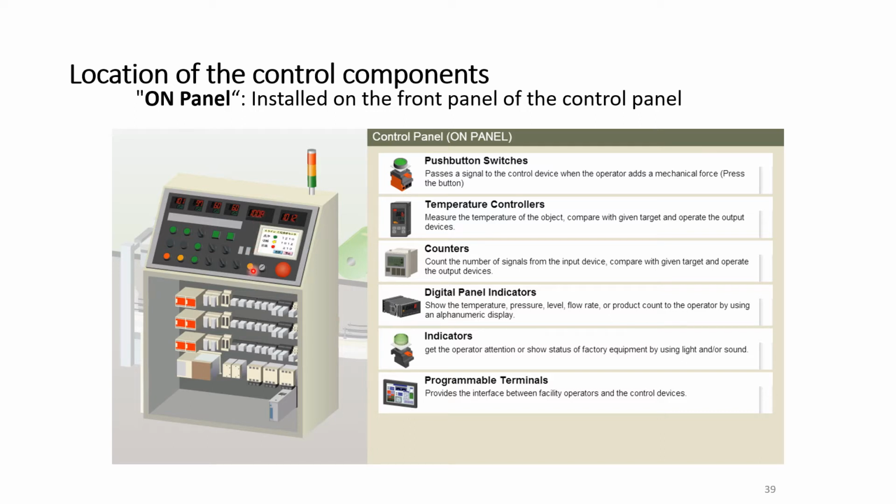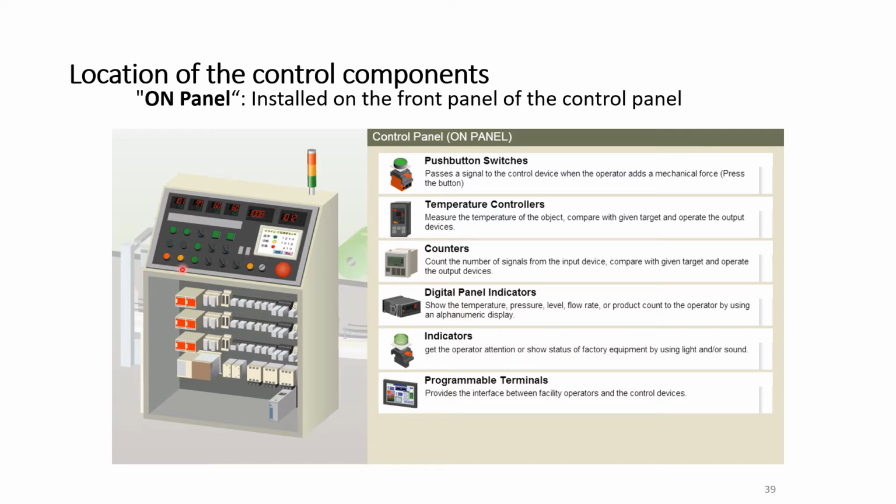Temperature controllers, counters, digital panel indicators. So these are digital panel indicators. They show temperature, pressure, level, flow rate, or product count to the operator by using an alphanumerical display. Indicators, mostly light indicators, get the operator's attention or show the status of factory equipment by using light and/or sound.